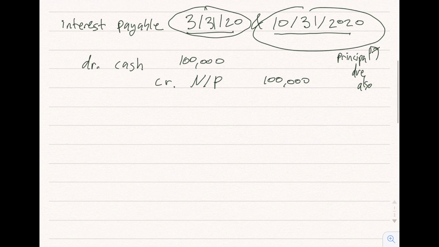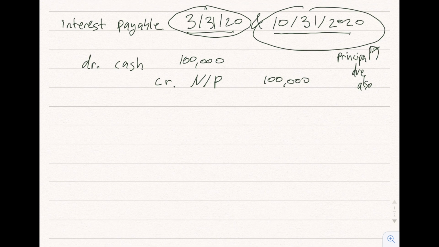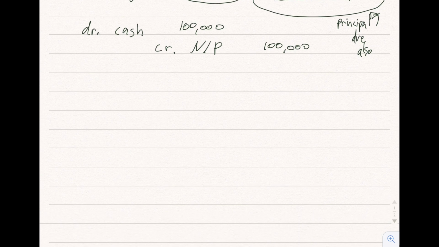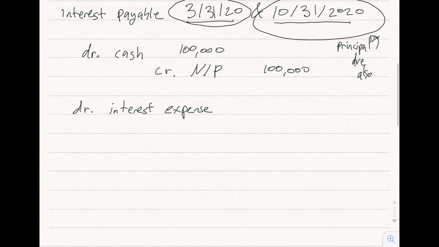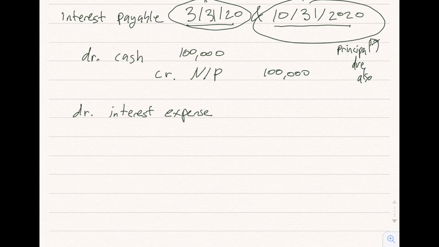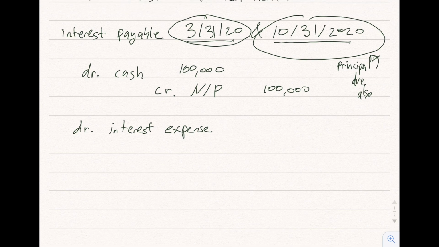Now we need to keep track of the interest. Okay, so how do we do this? Well, if you've been watching my other videos, you can probably guess that the journal entry is going to look something like this. Interest expense, right? We debit an expense to increase it, and we said that interest is going to be payable at the end of March, but we're going to keep track of that interest every month.